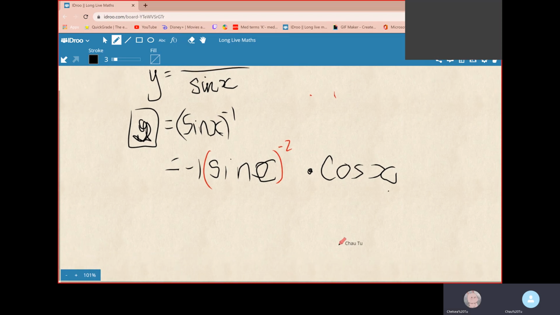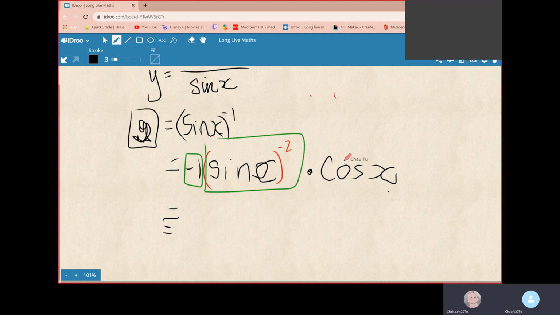Okay, Chelsea. Right now, how do you tidy this up? Because at the moment you've got another block times another block. So I want to, can I bring? No. Hold on. Let me think.